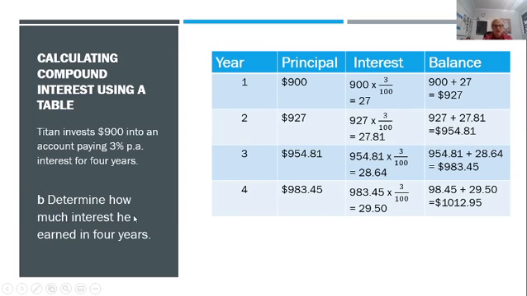Then part B says, how much interest did he earn? Well, he started with 900 and he ended up with 1,012.95. So we go 1,012.95, take away 900 is 112.95. And that would be the answer. All right, so I want you to try and do some of these for me now.